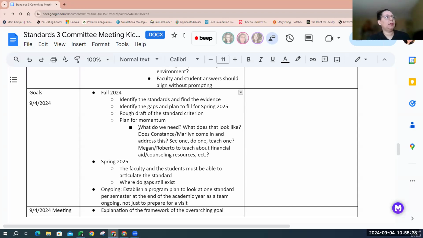So here's the momentum piece, and then I just wanted to pop that in around who can help this committee, who else do we need to come in and address something for students? It's just an example of Megan and Roberto, because Megan does financial aid and Roberto counseling. Who would those departments like to delegate?